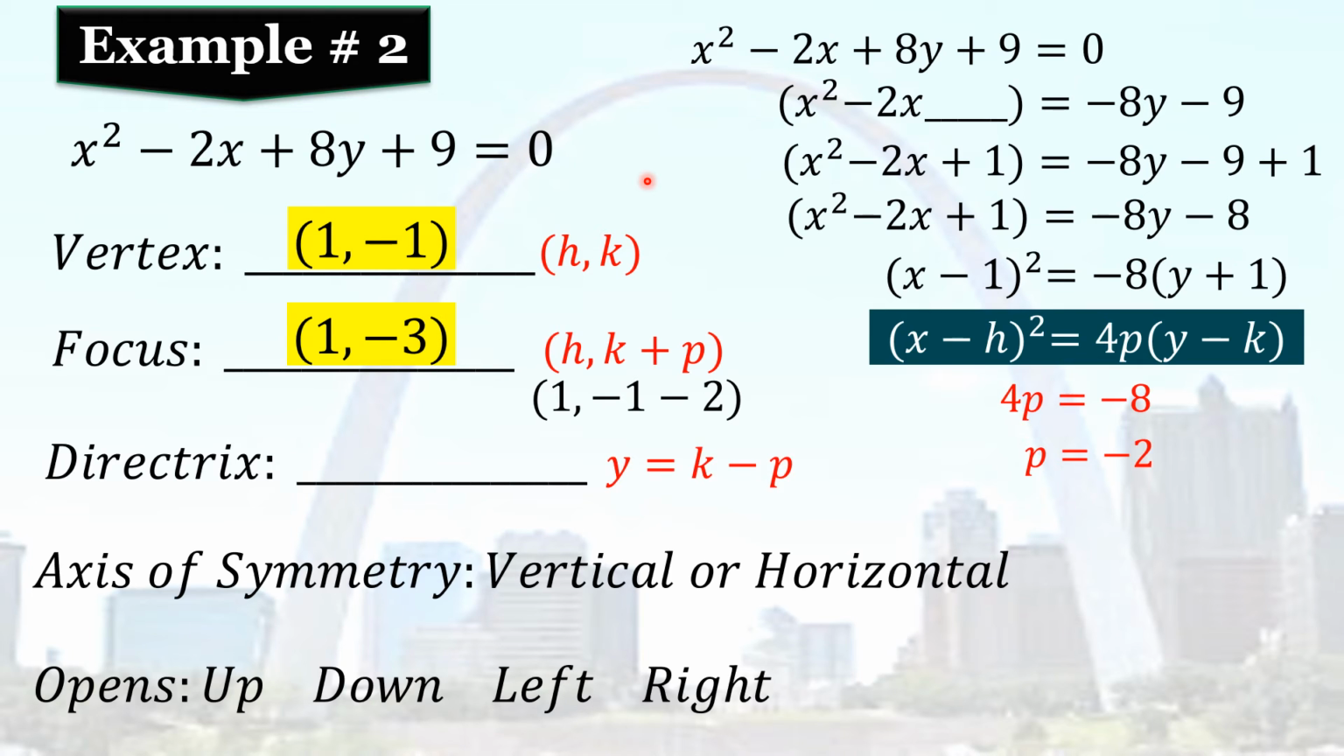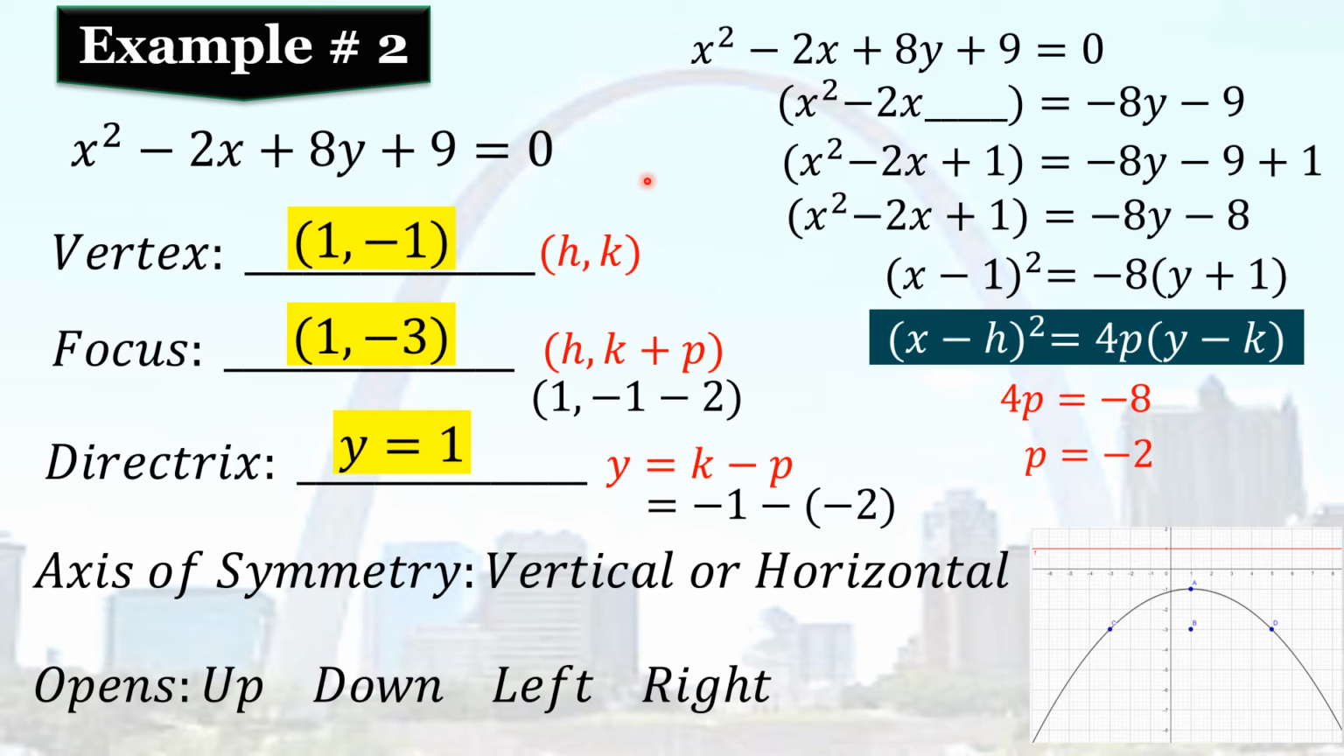And for the directrix, y equals k minus p. So k is equal to negative 1 and p is equal to negative 2. So we have negative 1 minus negative 2, which is 1. So we have y equals 1. For the axis of symmetry, the graph of your equation x squared minus 2x plus 8y plus 9 equals 0 looks like this one. Okay? So we can deduce that the axis of symmetry is a vertical line and the opening is down.